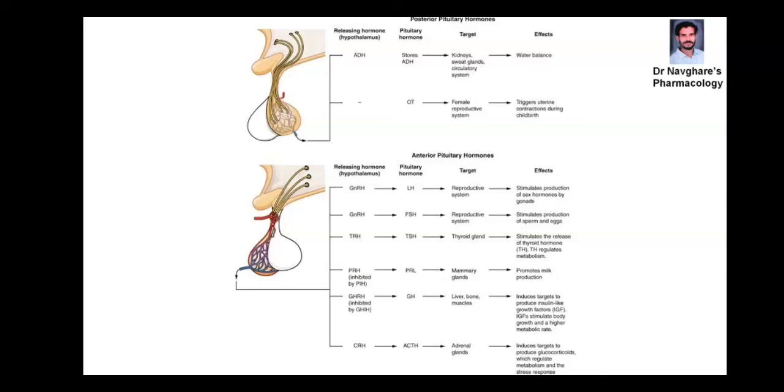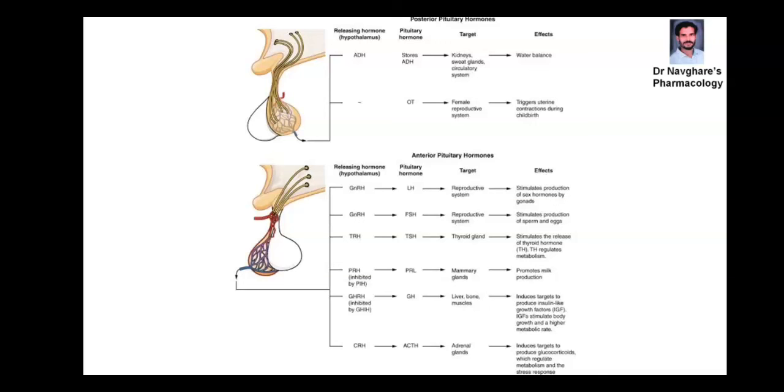TSH, that is thyroid stimulating hormone, is released from the anterior pituitary, and its target gland is the thyroid gland, where it stimulates release of thyroid hormone and regulates biochemical metabolic processes. The next hormone is PRL, that is prolactin. It acts on the mammary gland to promote milk production.